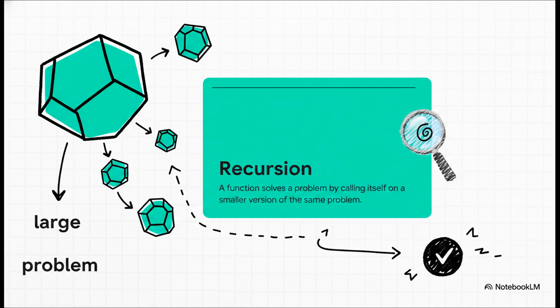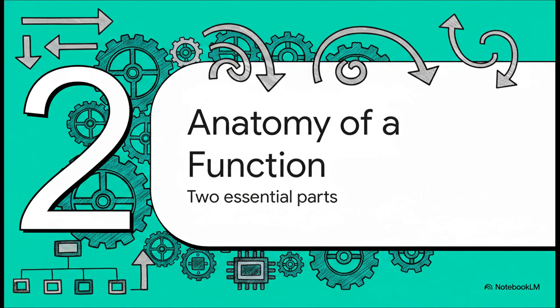Recursion is simply a process where a function tackles a massive problem by calling itself on a smaller, similar version of that exact same problem. It literally chips away at the task. Every single time the function loops back and calls itself, it is taking one step closer to a known stopping point.